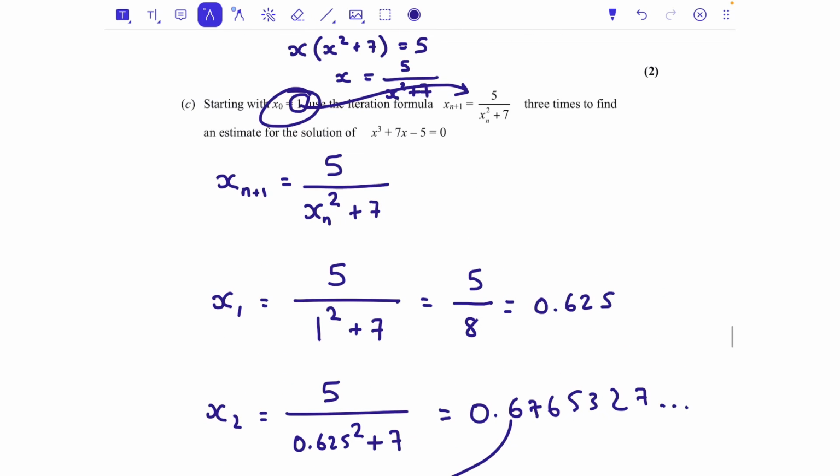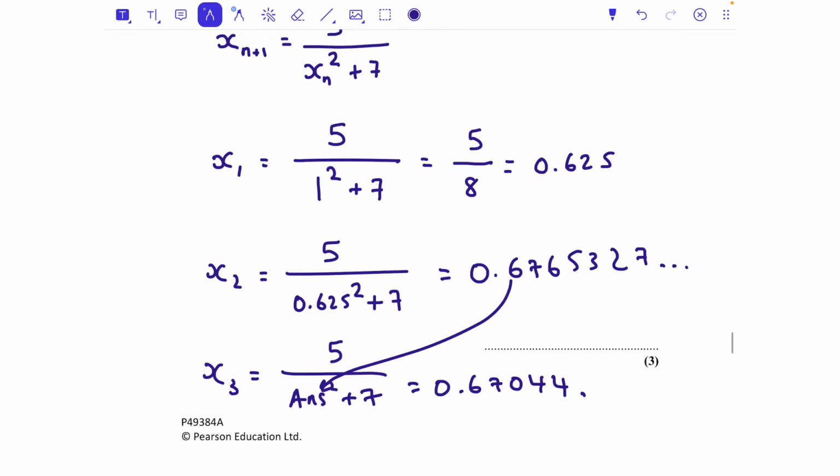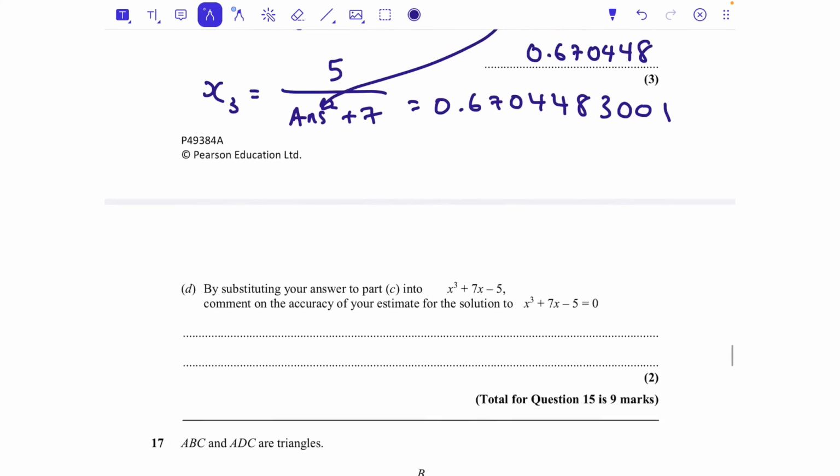And that is 0.67044. Did they give us how many decimal places to put it to? No, they didn't. So let's just go with that. So I'd write all the answers here: 0.67044 83001, and I'd probably just put 0.670448 on the answer line because they can see both answers, so that's absolutely fine. You definitely want at least 4 or 5 decimal places for that one.